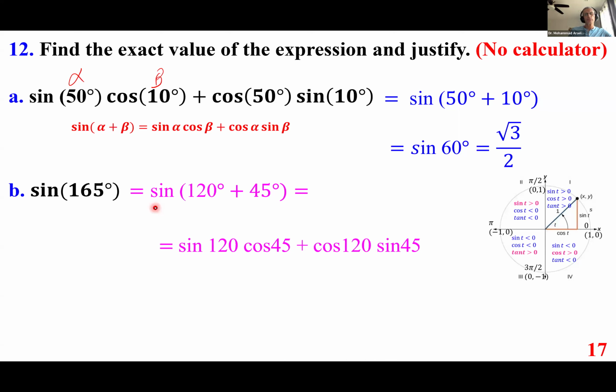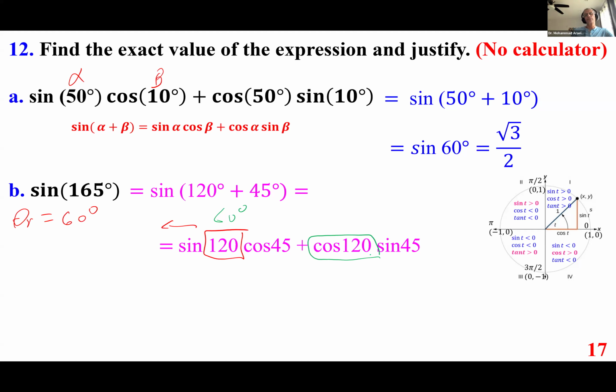And 120 degrees. The reference arc is 60 degrees because it's in the second quadrant, 180 minus 120, and that's 60 degrees. So this is the same as sine of 60 degrees because sine is positive in the first and second quadrant.